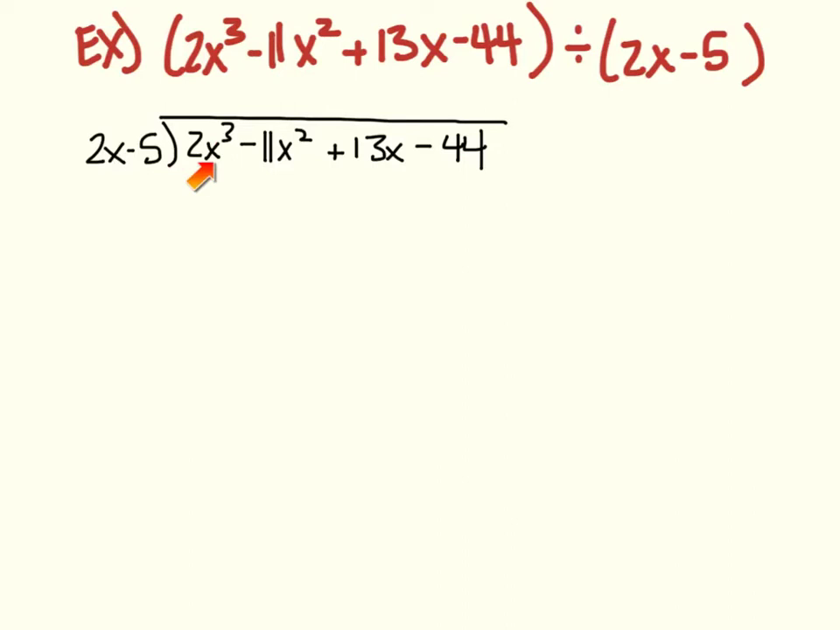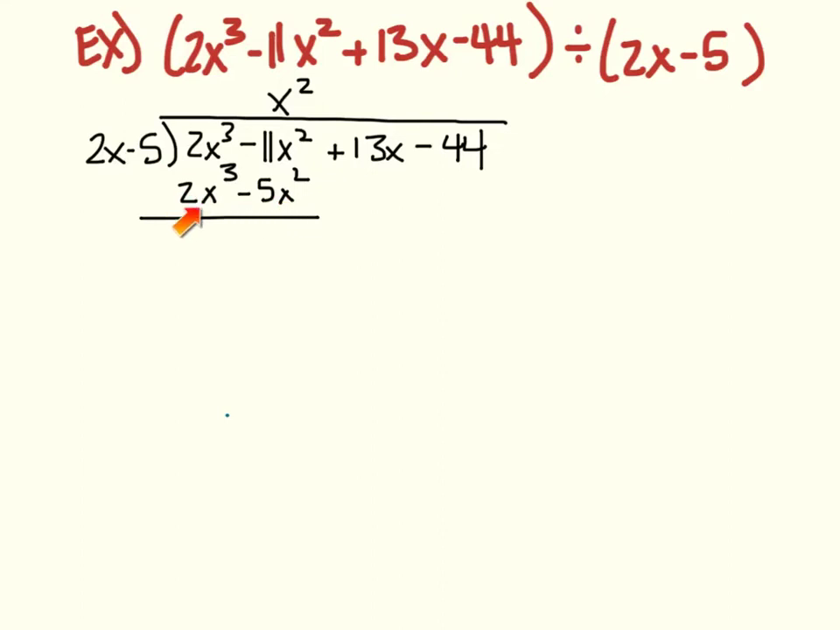And what is that going to be written above? x squared. So I'm going to multiply 2x by x squared to give me 2x cubed. And now the negative 5 comes into play, because I have to go back to this x squared and say, okay, what's x squared times negative 5? Negative 5x squared.